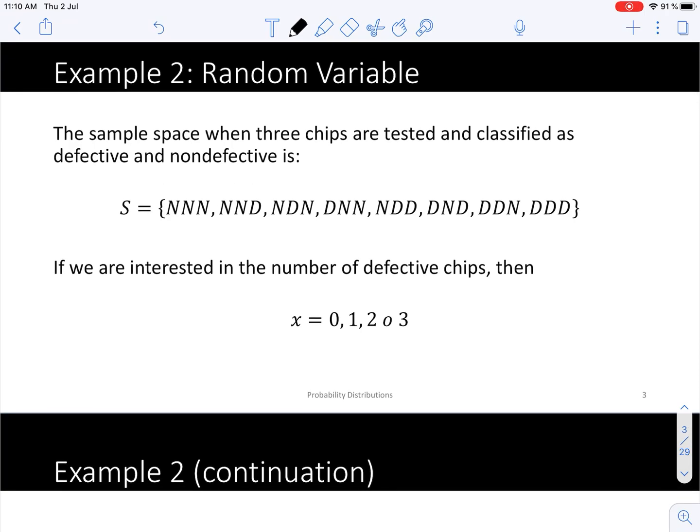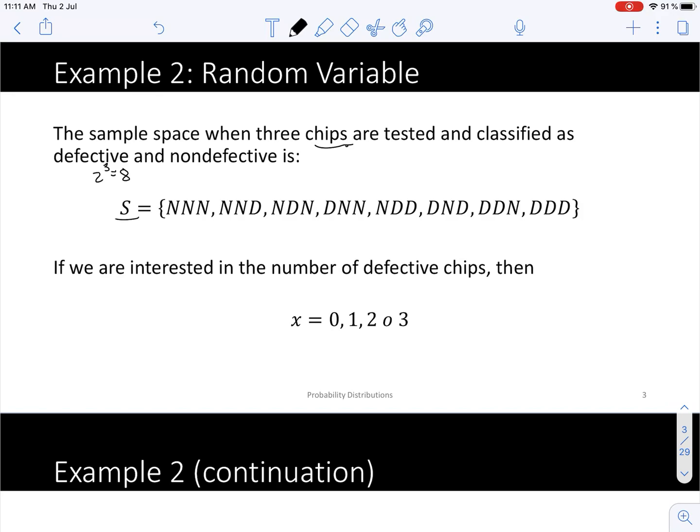Okay, let's check this second example. So the sample space when 3 chips are tested and classified as defective and non-defective. So we have 3 chips, right? So each chip has 2 alternatives, either it is non-defective or defective. Therefore, in the first position, there are two possibilities. In the second, 2 possibilities. In the third chip, there are 2 possibilities, right? That's 2 to the power of 3, 8. So there are 8 sample points in the sample space.